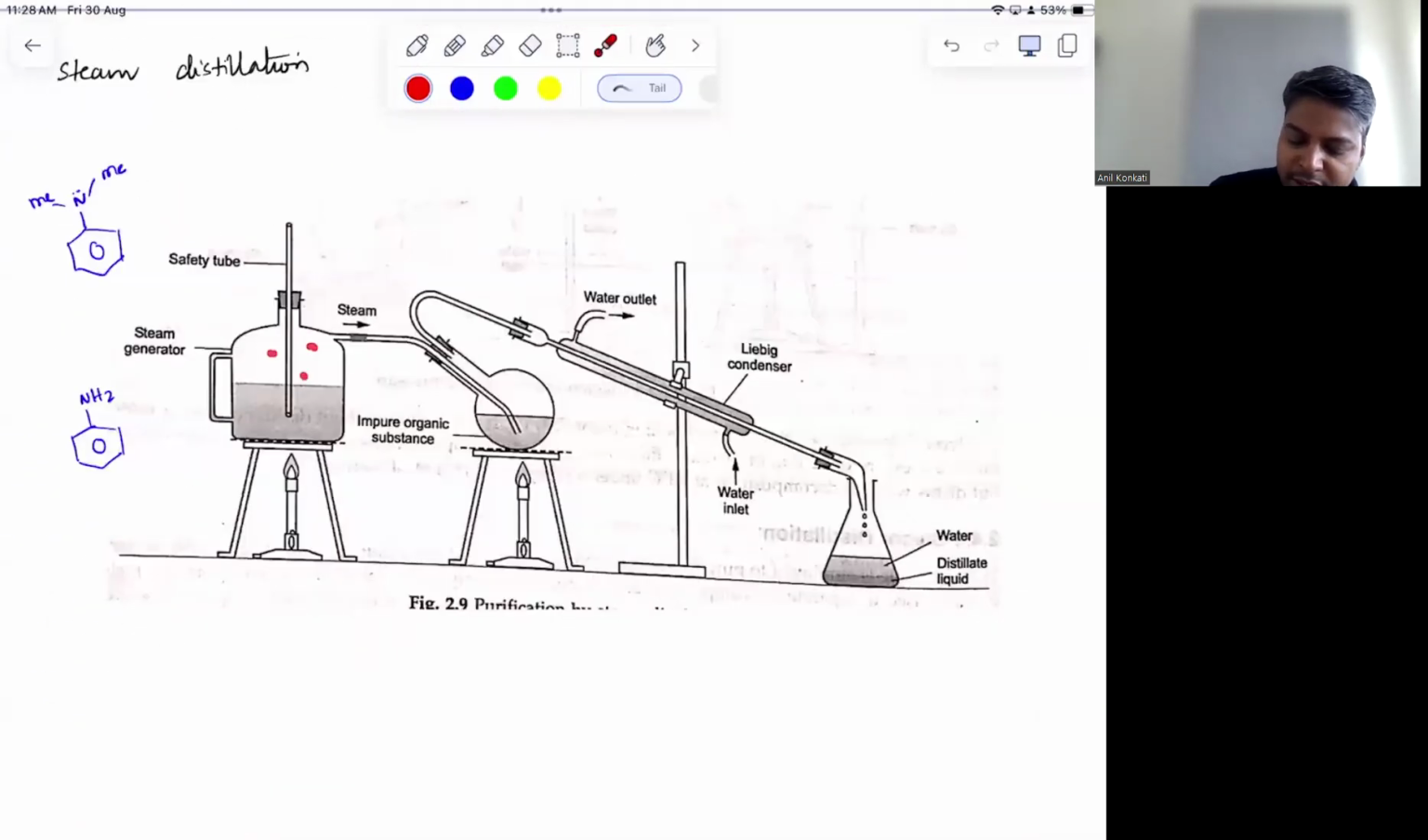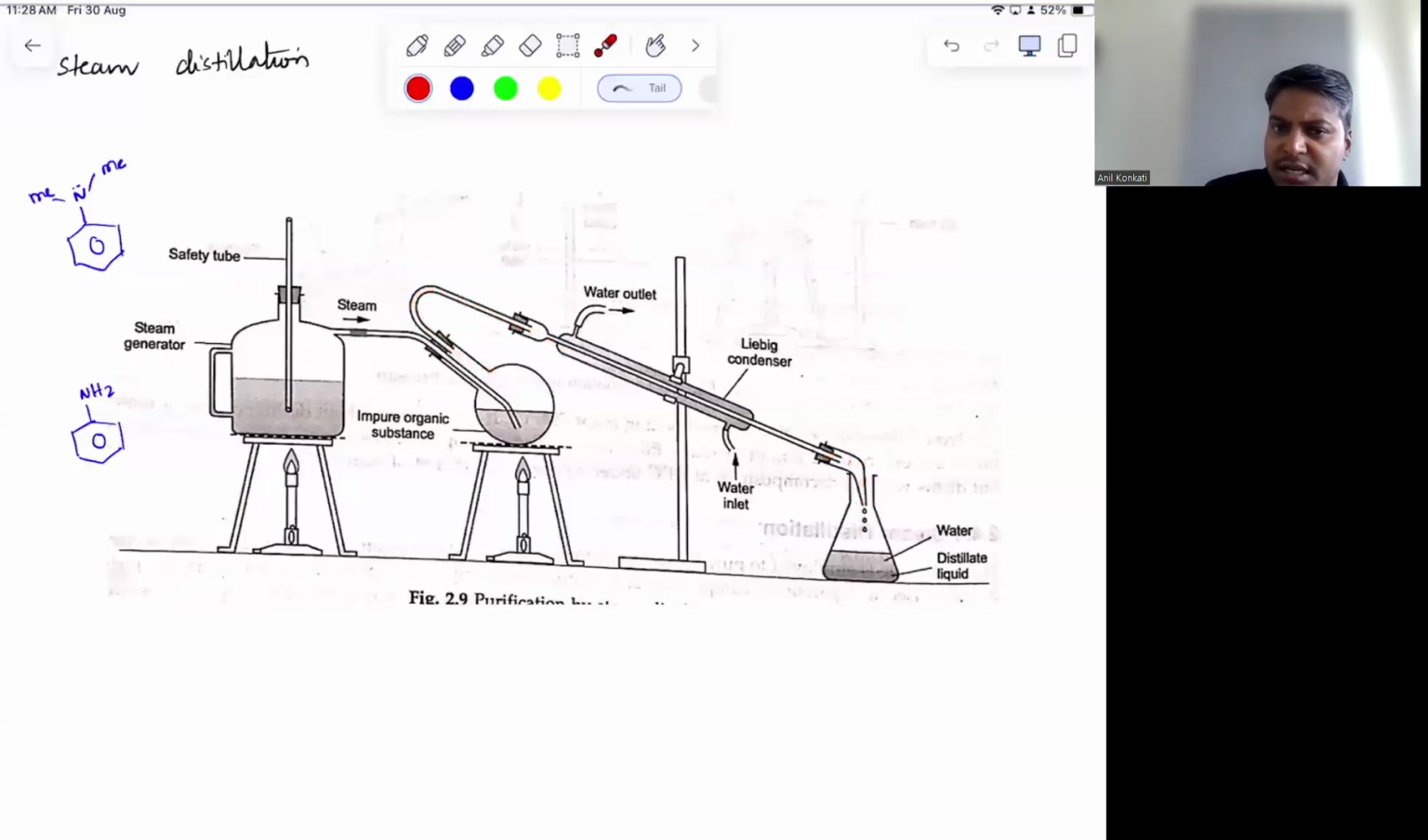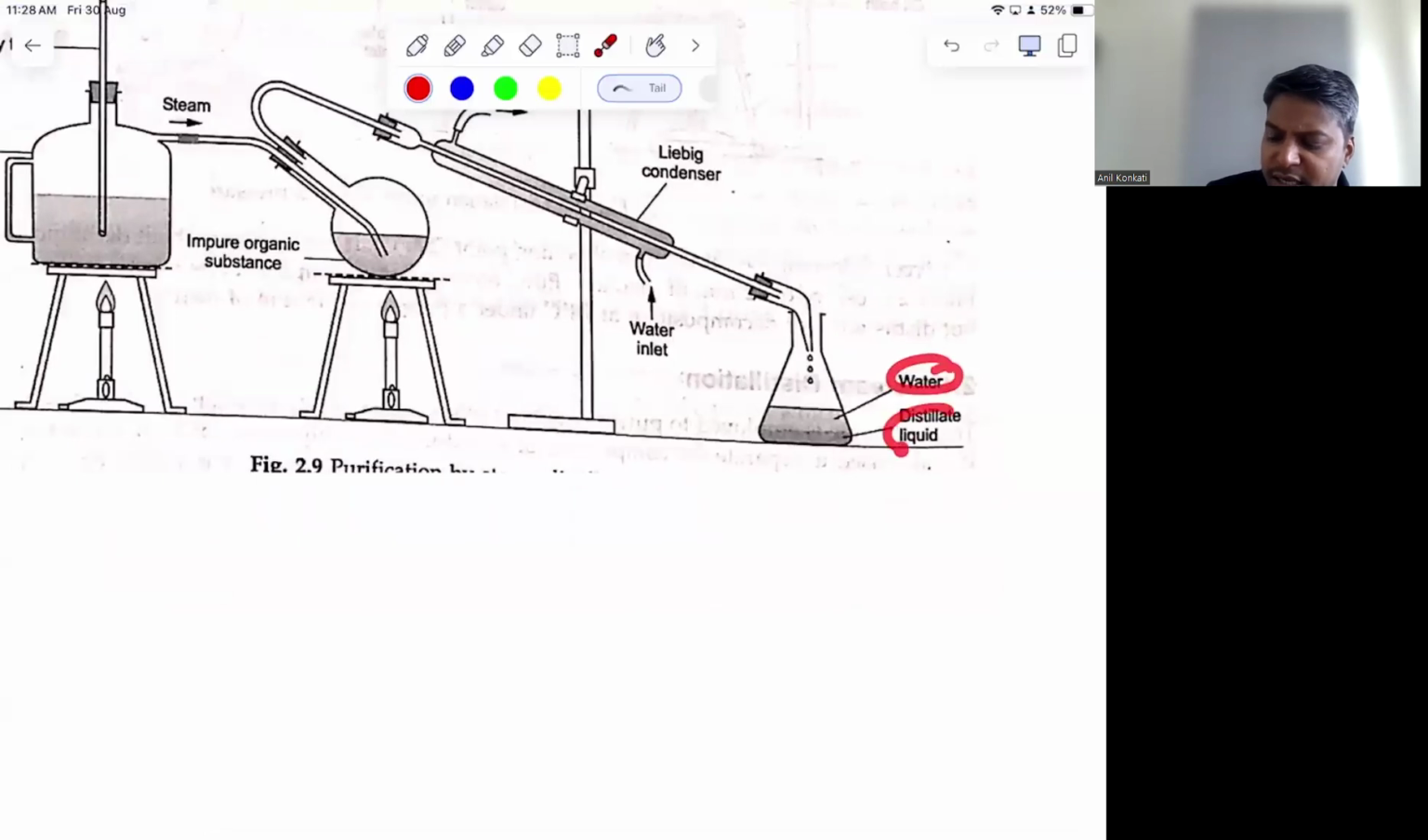So you can see the steam here, which has been sent into the container. Sorry, this is the water steam generator. So the steam goes into this liquid impure organic compound. From there, the steam will take along the vapors of the compound and start getting condensed. So one important criterion in this is that the water and the distillate liquid which you have should both be immiscible so that we can separate easily. So you might see that aniline is stored at the bottom, water is coming on the top, and they are immiscible, so separation becomes easier.